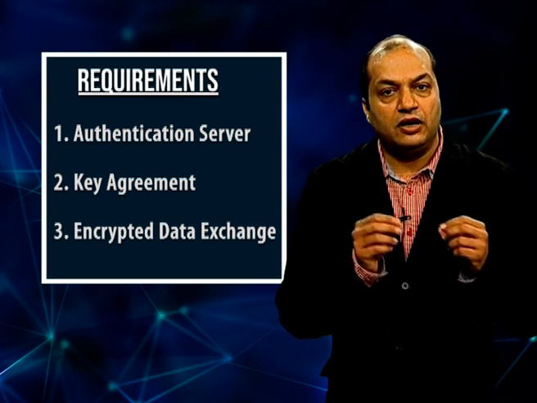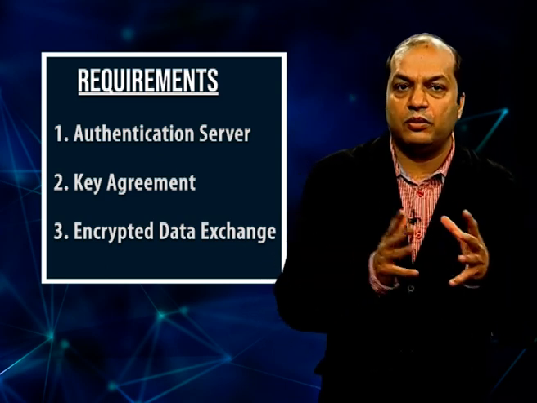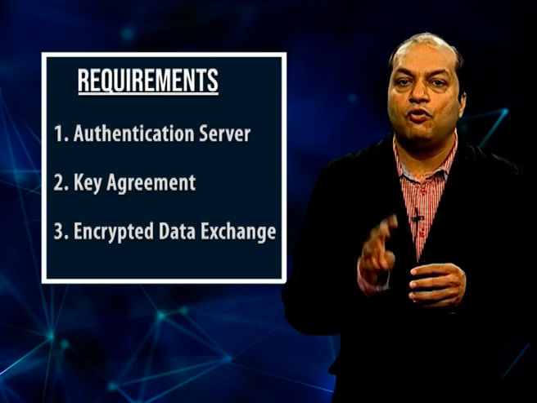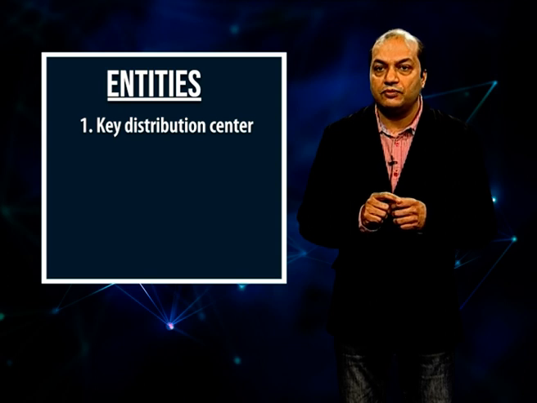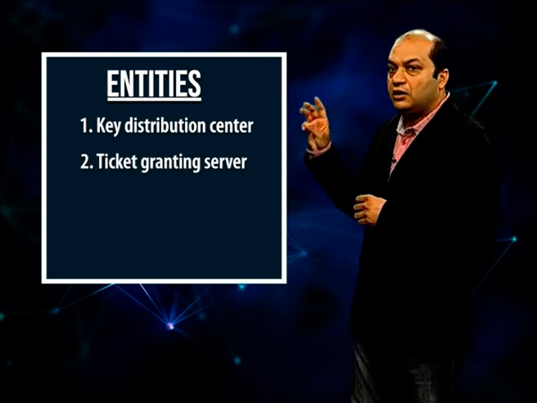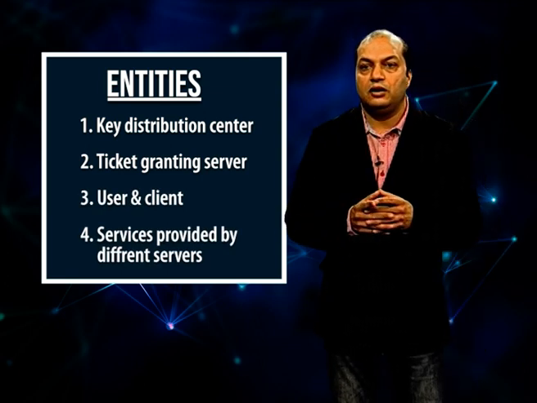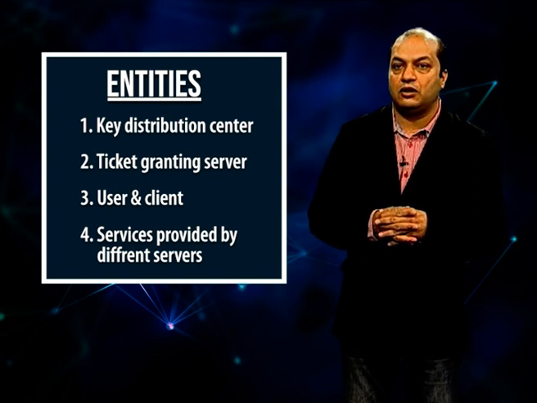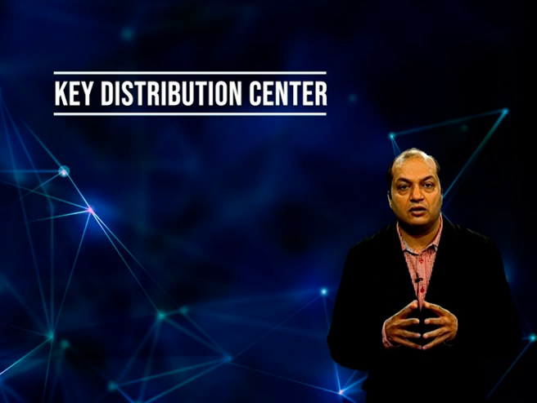If you look at the different communicating parties involved in the Kerberos enterprise setup, or the Kerberos protocol as we call it, there are four entities. Number one, key distribution center. Number two, ticket granting server. Number three, user and client. Number four, service provided by the different servers. Let us talk about the first one, the key distribution center.